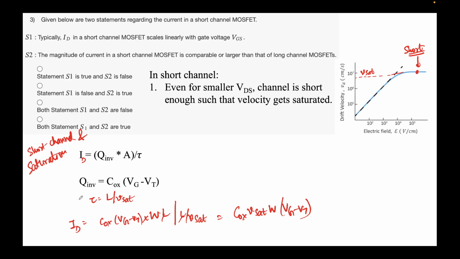So the key thing is that we have assumed that in saturation the critical electric field has already been breached, and thus the velocity is a fundamental property of the material, which is Vsat. We put that here. L is the channel length. You rearrange and you see that ID depends linearly on Vg. So ID in a short channel MOSFET scales linearly with gate voltage. This statement is true.